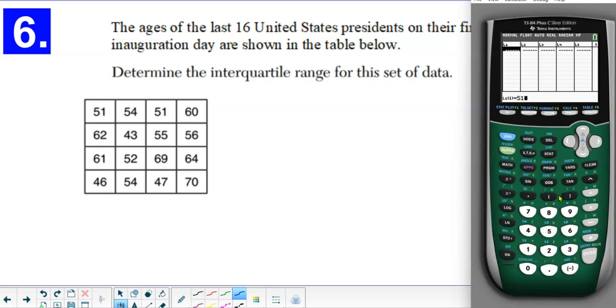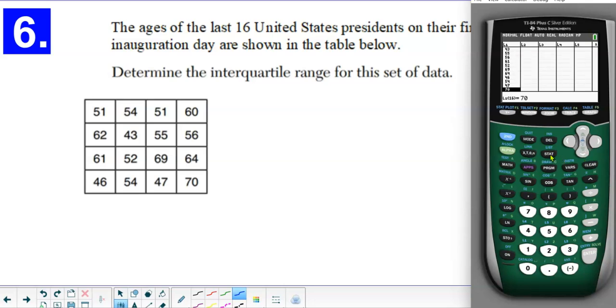So I'm going to type these numbers, 51, 54, 51, and 60, 62, 43, 55, 56, 61, 52, 69, 64, 46, 54, 47, and 70. Now, because these numbers are so random, I wouldn't know if my data values, my 5-number summary, are correct or not, so I'm going to go back and double check. 51, 54, 51, 60. Okay? 62, 43, 55, 56, 61, 52, 69, 64, 46, 54, 47, and 70.